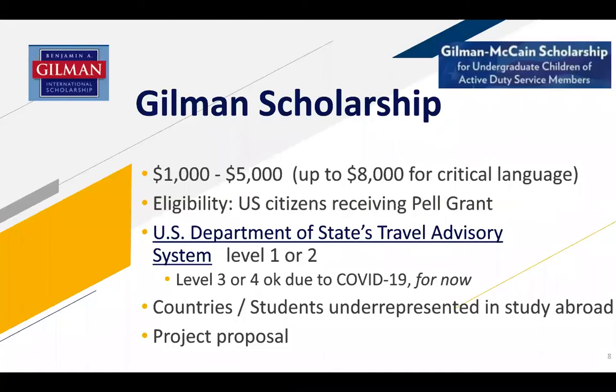We would like to highlight the Gilman Scholarship. This is a great national scholarship that UC students have been very successful in receiving in the past. This is a really good scholarship to apply to because it's one of the higher awarding scholarships, with up to $5,000. Or if you're studying a critical language, you can be awarded up to $8,000. A critical need language is typically a non-Western European language. If you are eligible for this scholarship, you should certainly apply for it.